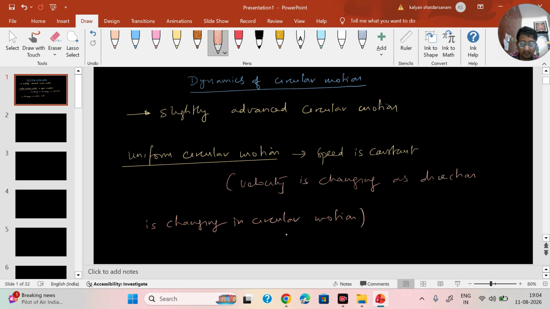Then we also saw in uniform circular motion, because velocity is changing, it means actually there is an acceleration. So originally I would put it like this: there is a force which causes acceleration, which is causing this velocity to change in direction. This acceleration, if we calculate, comes out to be v square by r. This was the acceleration and it is directed towards center.